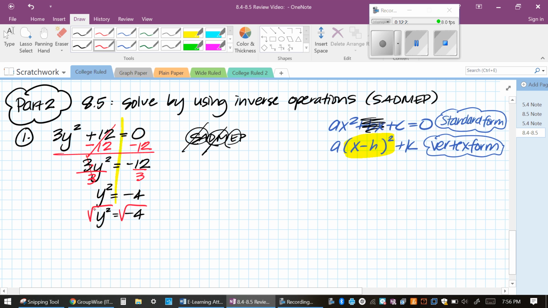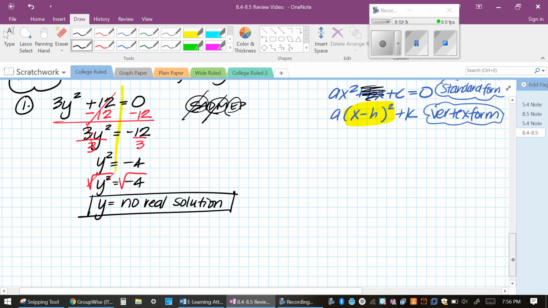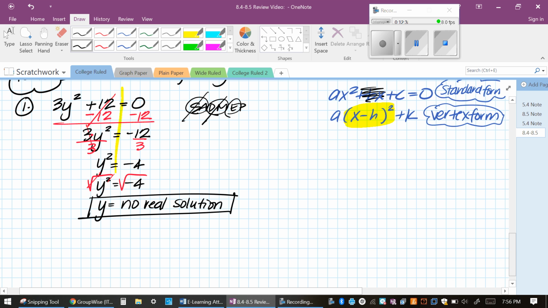And remember we said when you square root a negative, you get no real solution. Try it on your calculator. Square root of -4. It's going to say error. Okay, so that is SADMAP for number 1. That was standard form.